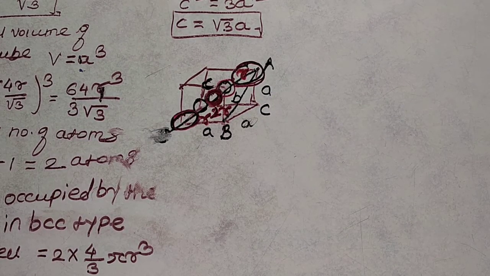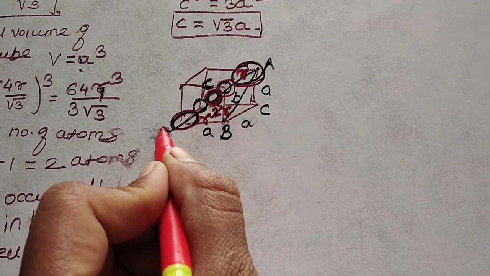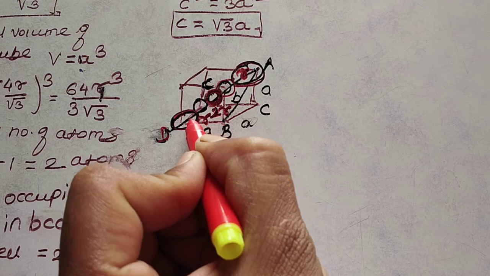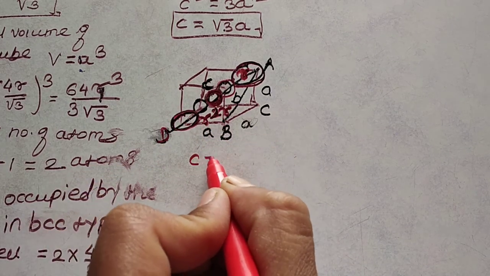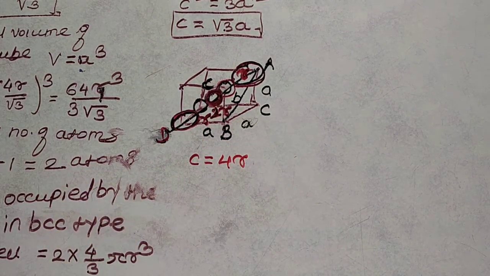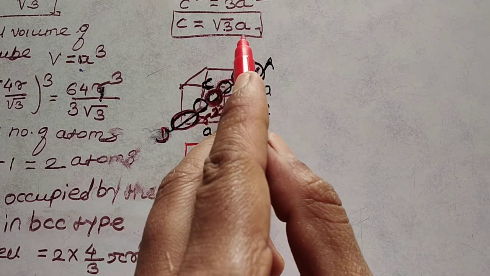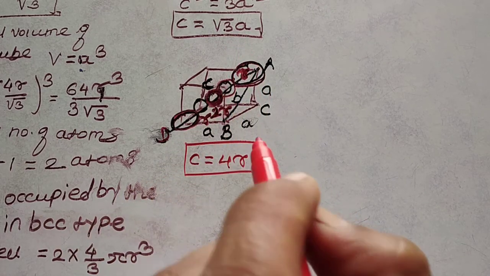Here you can see this is D. So this is r, this is 2r and this is r. So total C is equal to 4r. Okay, C is equal to 4r. Here you have C is equal to root 3a. Here C is equal to 4r.